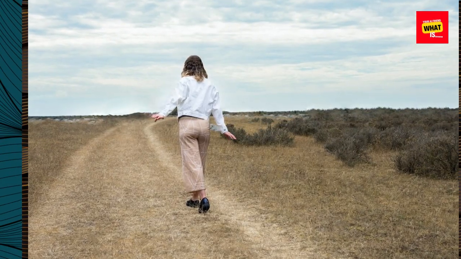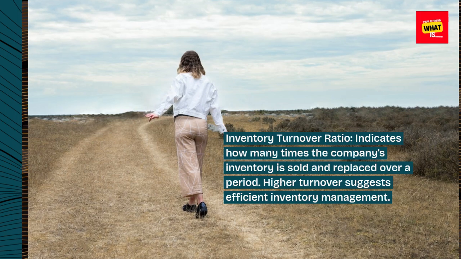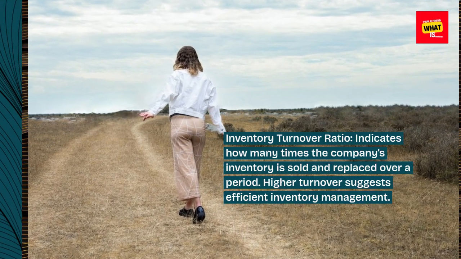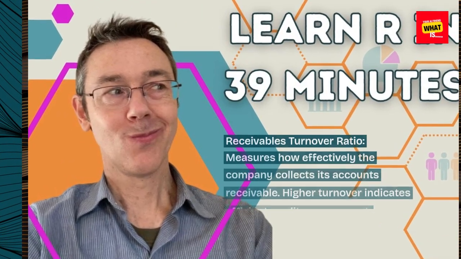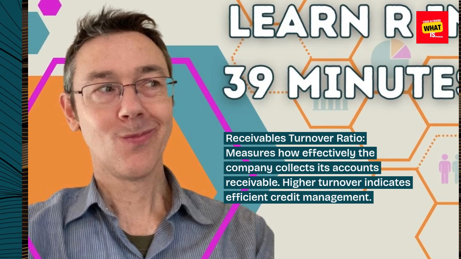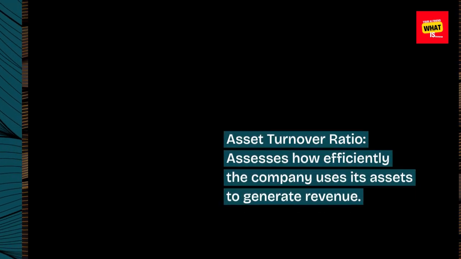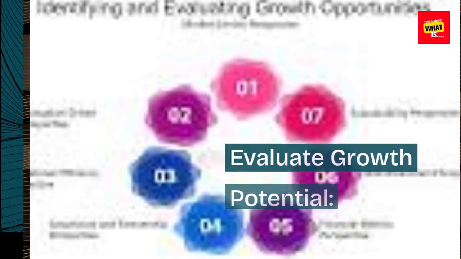Examine efficiency. The inventory turnover ratio indicates how many times the company's inventory is sold and replaced over a period. Higher turnover suggests efficient inventory management. The receivables turnover ratio measures how effectively the company collects its accounts receivable. Higher turnover indicates efficient credit management. The asset turnover ratio assesses how efficiently the company uses its assets to generate revenue.